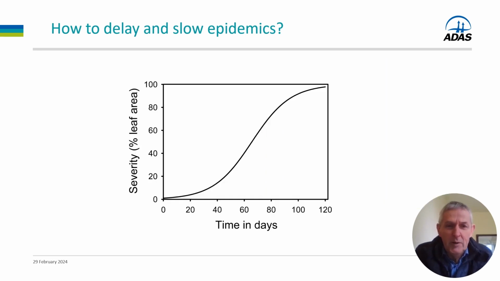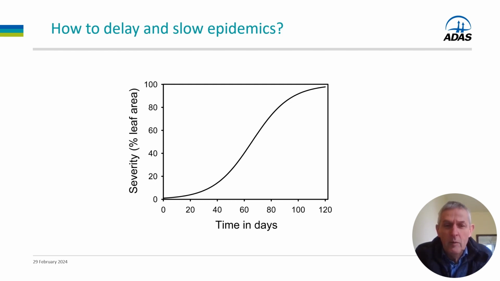This is a typical sort of hypothetical epidemic curve. If the disease is allowed to run its course, then through time it starts off, accelerates rapidly in an exponential phase, and then eventually follows this sort of S shape, for reasons that we'll come back to in a moment, with severity increasing over time.